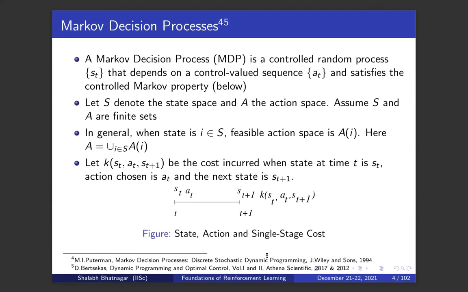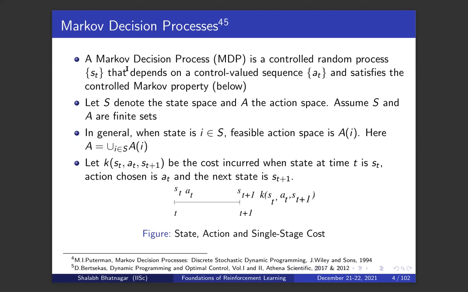So it turns out that reinforcement learning, as I said, has close connections with what we call Markov decision processes. By Markov decision process, we essentially mean a controlled random process, let's call that a sequence St. In turn, this depends on a control valued sequence, let's call that a sequence At. And it satisfies what we call a controlled Markov property, which I'll describe on the next slide.